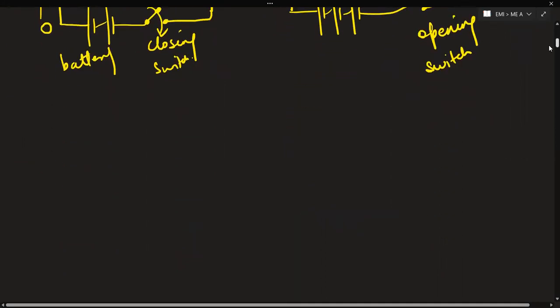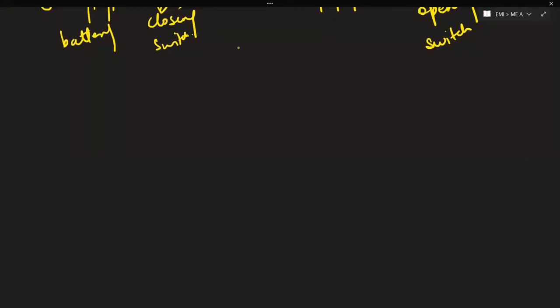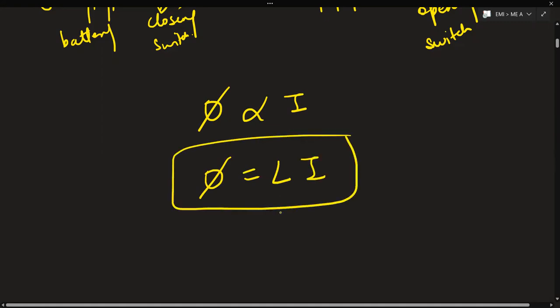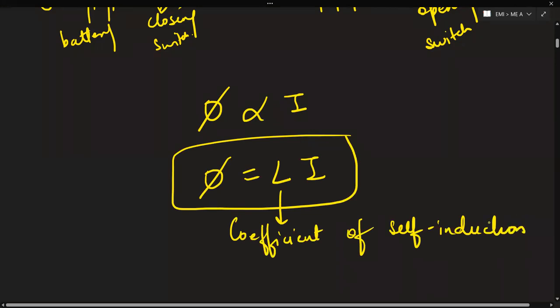You're decreasing the value of current, flux is decreasing. This shows they are directly proportional. So flux is directly proportional to the current. Here we put a constant. Obviously, to remove the proportionality sign, we have to put the constant. And this constant, we call it the coefficient of self-induction. This is known as coefficient of self-induction.